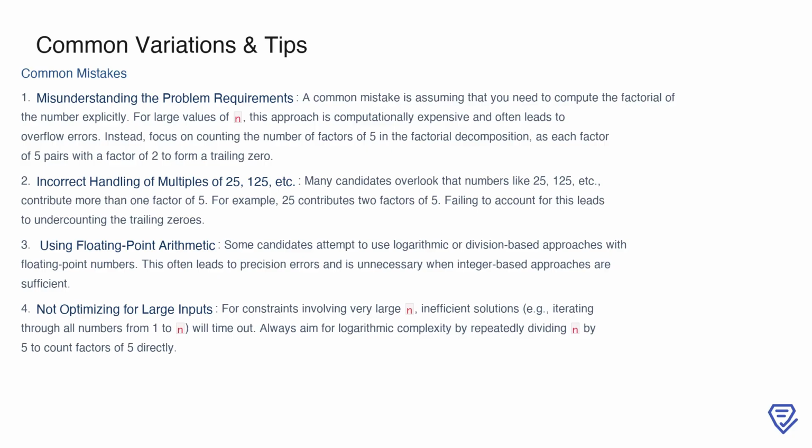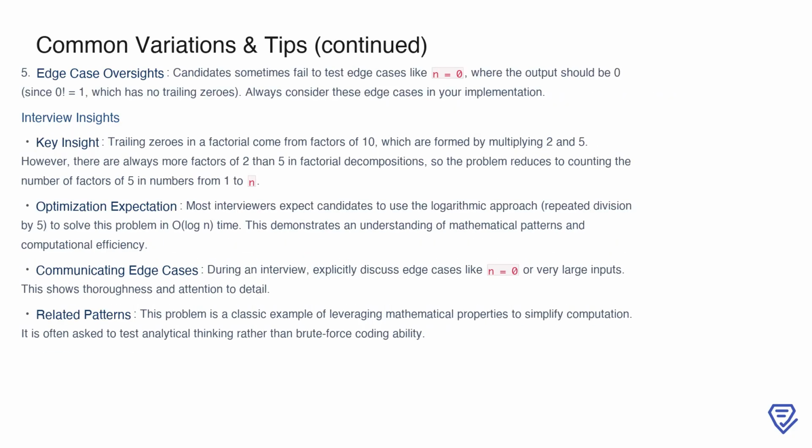Finally, inefficient solutions, like iterating through all numbers from 1 to n, will time out for large inputs. Instead, the optimal method is to repeatedly divide n by 5 to count factors of 5 directly, which ensures logarithmic complexity. Another important consideration is edge cases. For example, when n equals 0, the output should be 0 because 0 factorial equals 1, which has no trailing zeros. These edge cases are easy to overlook but crucial for a correct implementation.